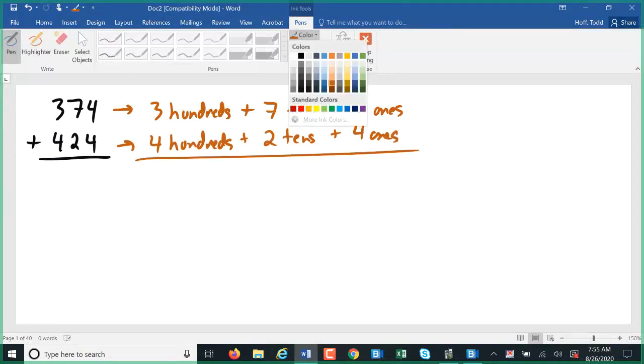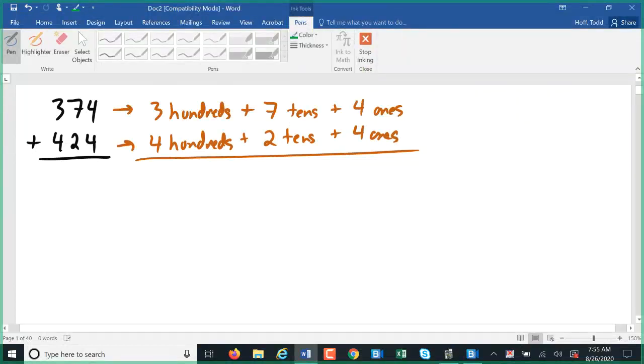From yesterday, those of you that weren't able to make it in yesterday, hopefully you were able to see the video. We talked about when we add or subtract, we can only combine things that have the same name. That means that these 7 tens can only be combined with these 2 tens here. That's why we've been told our whole life to make sure you line up the columns when you add or subtract, because we can only add the ones to the ones and the tens to the tens and the hundreds to the hundreds.